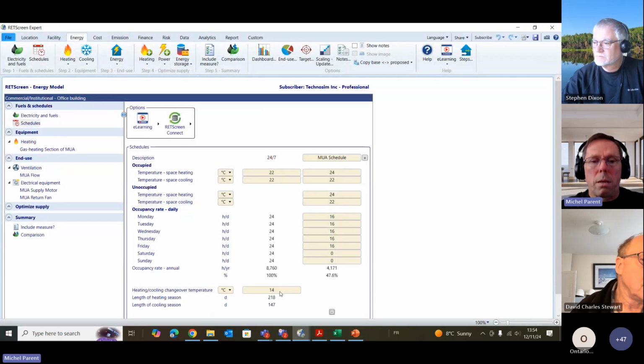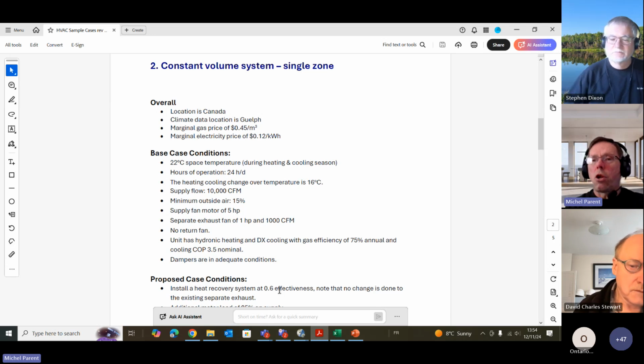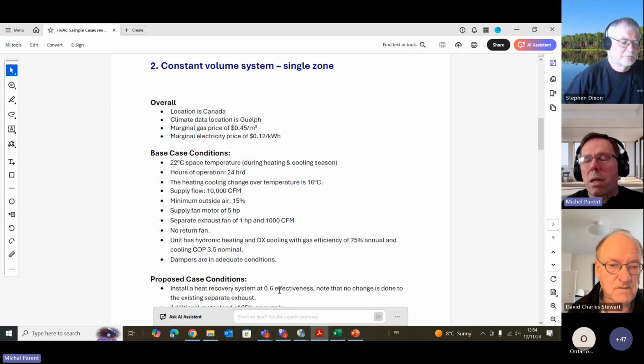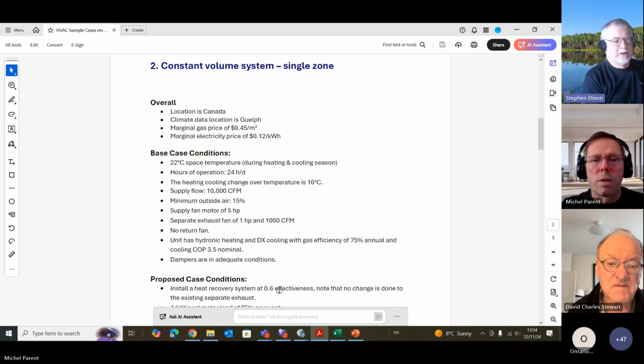Balance point. In this case, we're 16. There were questions in the first session: how do you get that balance point? Usually it's through a regression, but like Stephen said, you don't want to deviate too much from that average of, I think Stephen, you said 15 or 16 degrees, plus or minus 2 or 3.